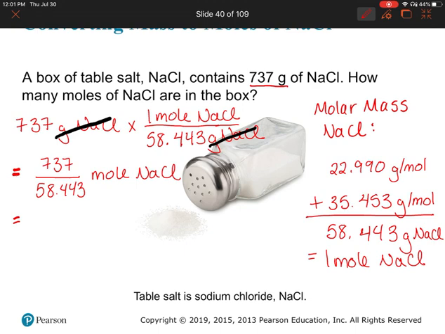Okay, so now we just have to plug that into our calculators, unless you want to do that the long way, which would take probably forever.